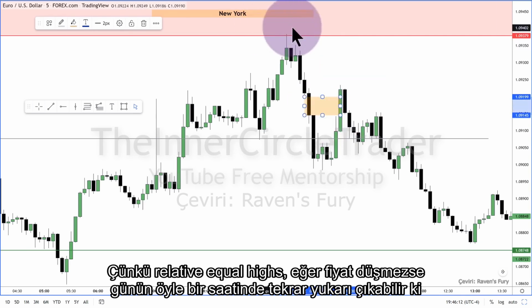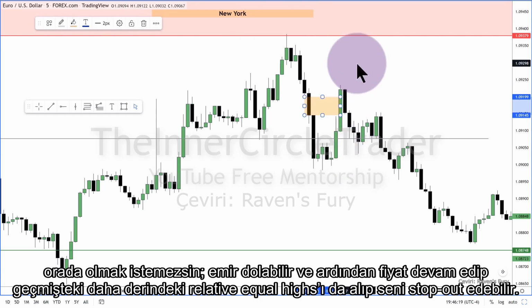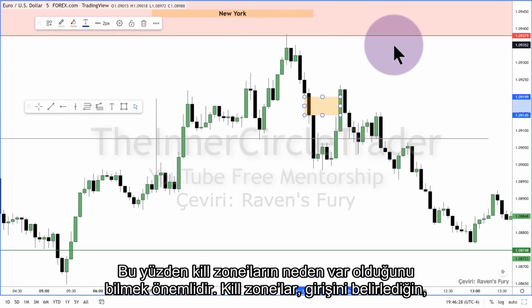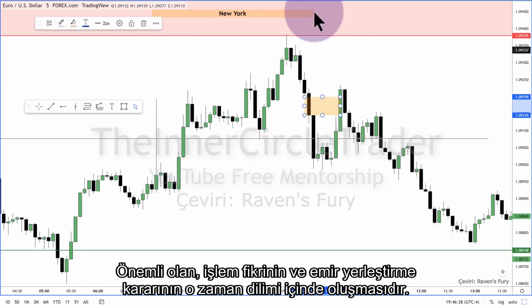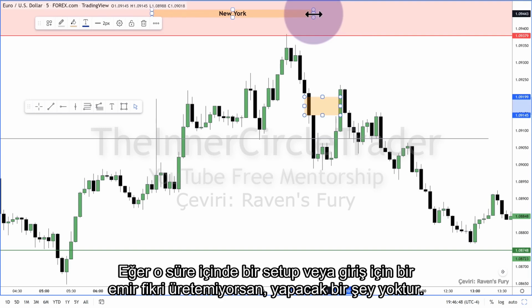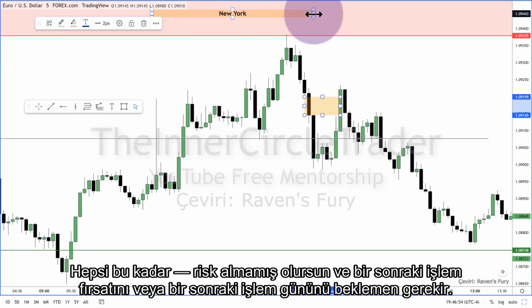Because of the relative equal highs, if it doesn't drop off, it could come up at a time of day where you don't really want to be there, and it could fill you and then keep on running and take out the relative equal highs at a deeper pass and then stop you out. So it's important to know why the kill zones are there. Kill zones are when you determine your entry and you place your orders and you walk away. You don't need to have your entry filled inside that kill zone window. Your order idea and your order placement needs to be considered at that time. If you can't derive an order placement for a setup or trade entry by that time, you have nothing to do. And that's it. You've basically taken no risk on, and you have to wait till the next trading opportunity or trading day.